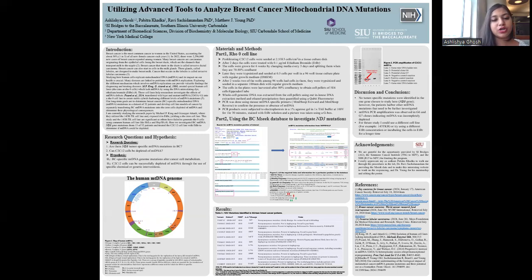So this picture over here is the human mitochondrial DNA genome, and I have only worked with this specific part, which is ND3, for the breast cancer data analysis. For the method, the first part was the lab work of making the rho zero cells. Proliferating C2C12 cells were seeded in a tissue culture dish. Ethidium bromide was added after a few days. They were grown for 6 weeks.